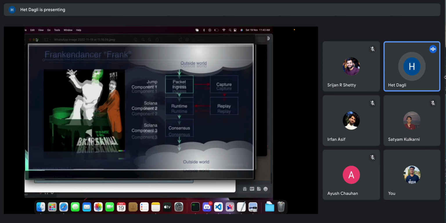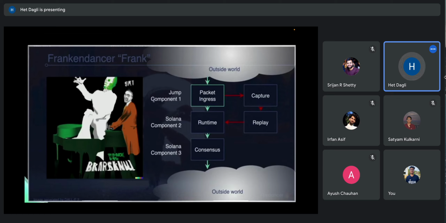Yeah. So what they aim to do is, Jump comes from a trading background. What they told us in the talk is they see this as: we have exchanges, like Nasdaq, which constantly get trading orders like buy this, bid this, sell this, limit orders and stuff like that. So they see Solana as something like that, where there is constant packet ingress, then there is runtime, and then there is consensus, and there is replay and capture, which handles all the other complexities.